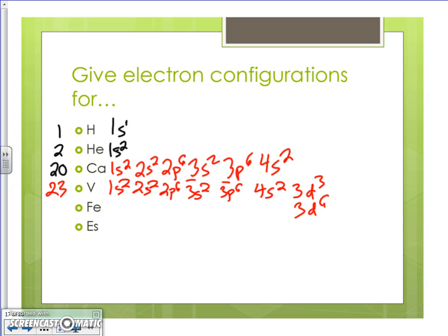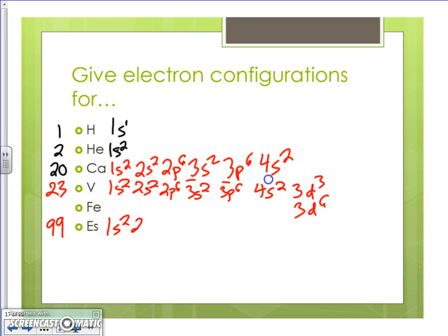The last one there, Einsteinium, has a whole lot of them. Looking at the periodic table, 99 electrons. So this is going to be a longer one to do here. We're going to follow our diagonal rule a couple times, or look at our periodic table if you're using that rule.